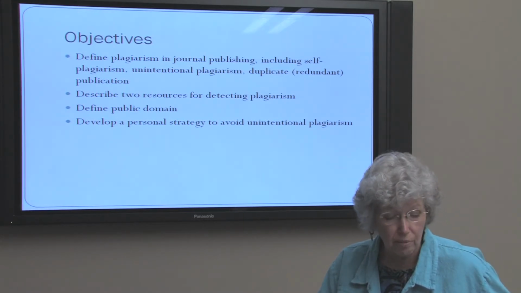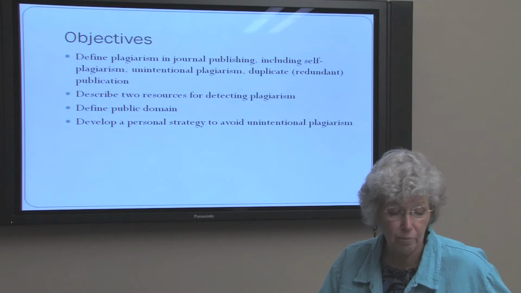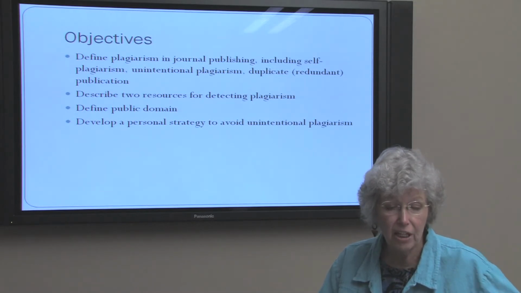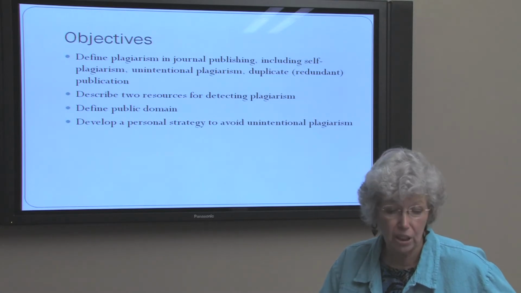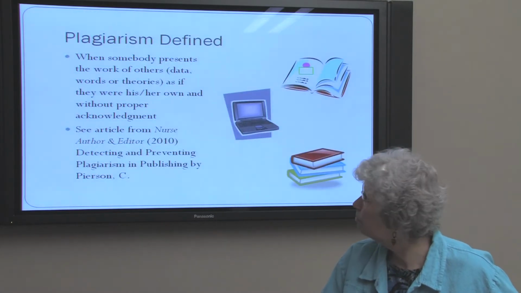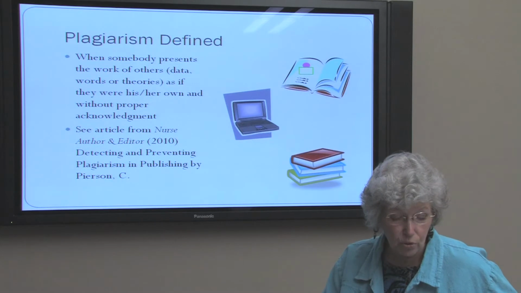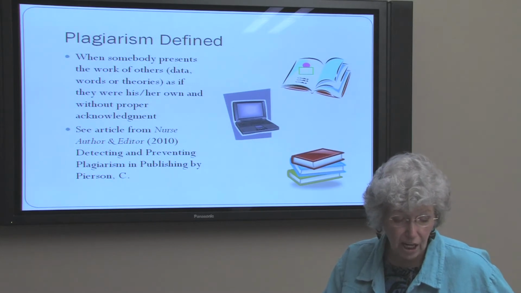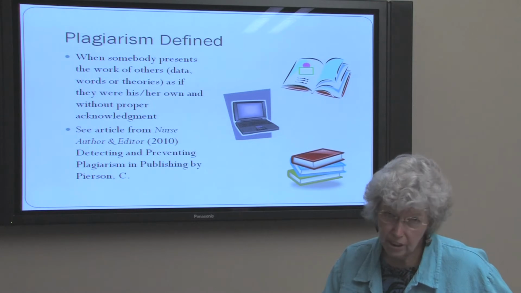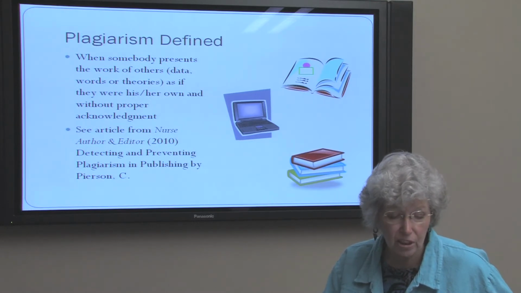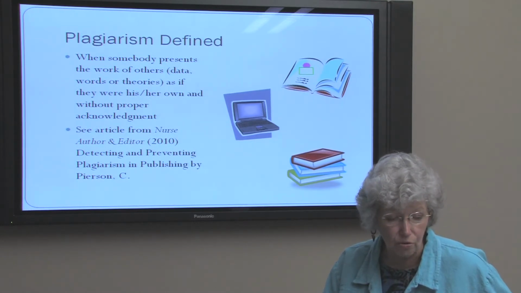So our objectives are to define plagiarism, including self-plagiarism and unintentional plagiarism, duplicate publication, and talk about some detection devices for plagiarism. We're going to talk a little bit about public domain, and then also how to avoid plagiarism when you're writing. So a definition of plagiarism is that you have accidentally or intentionally presented the work of somebody else as your own.